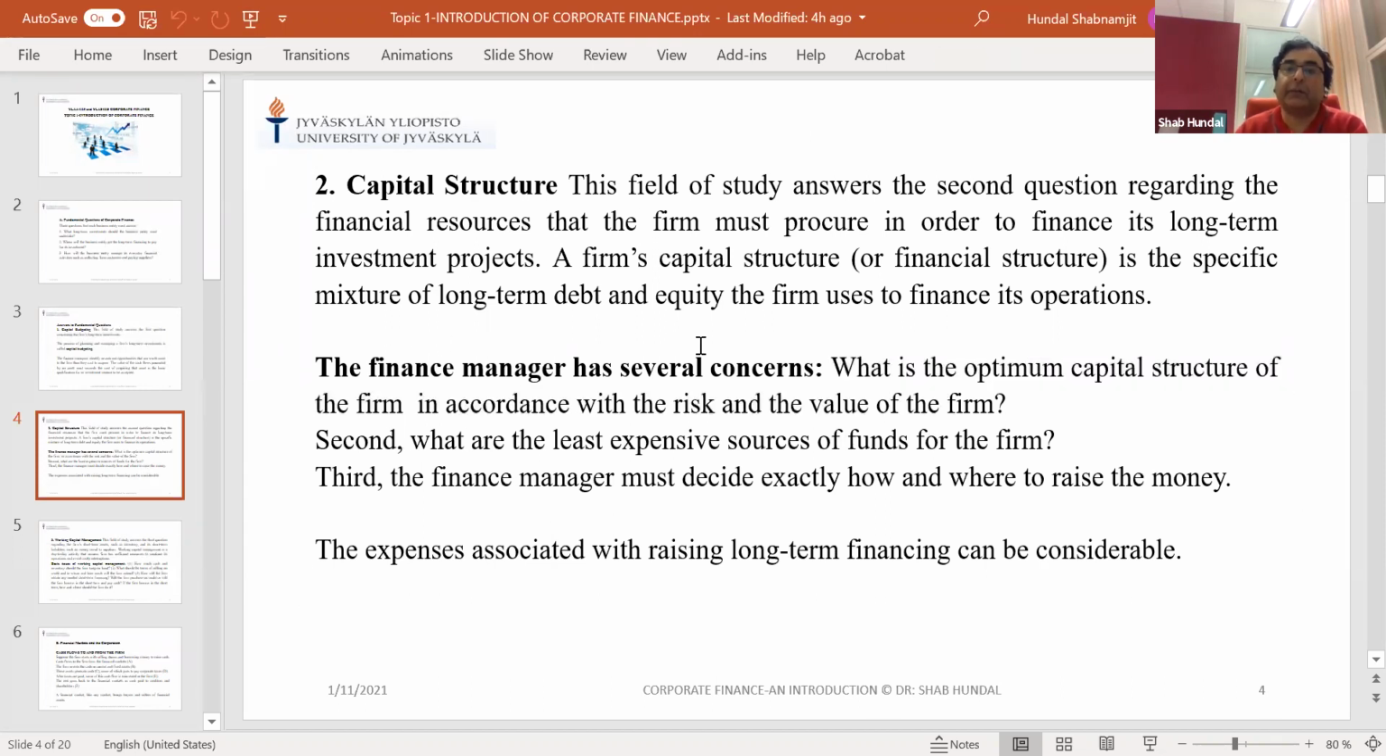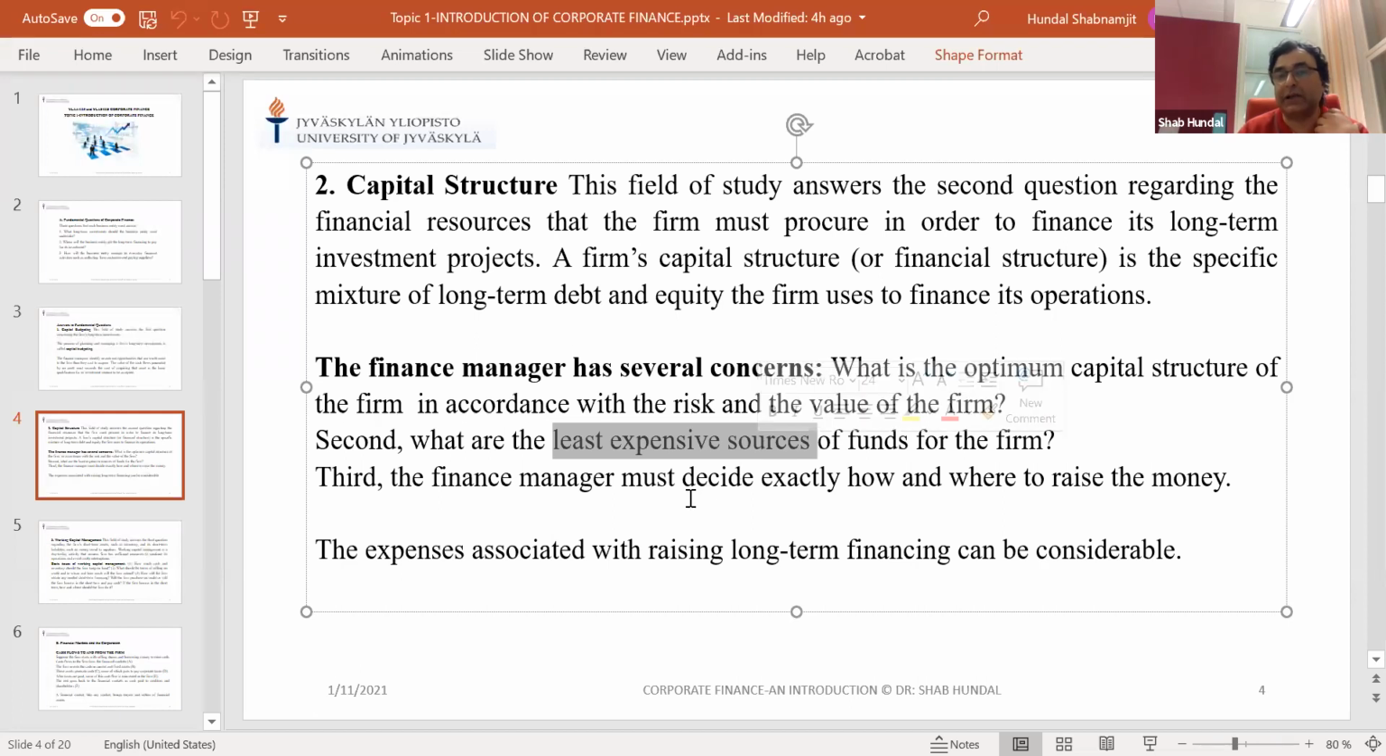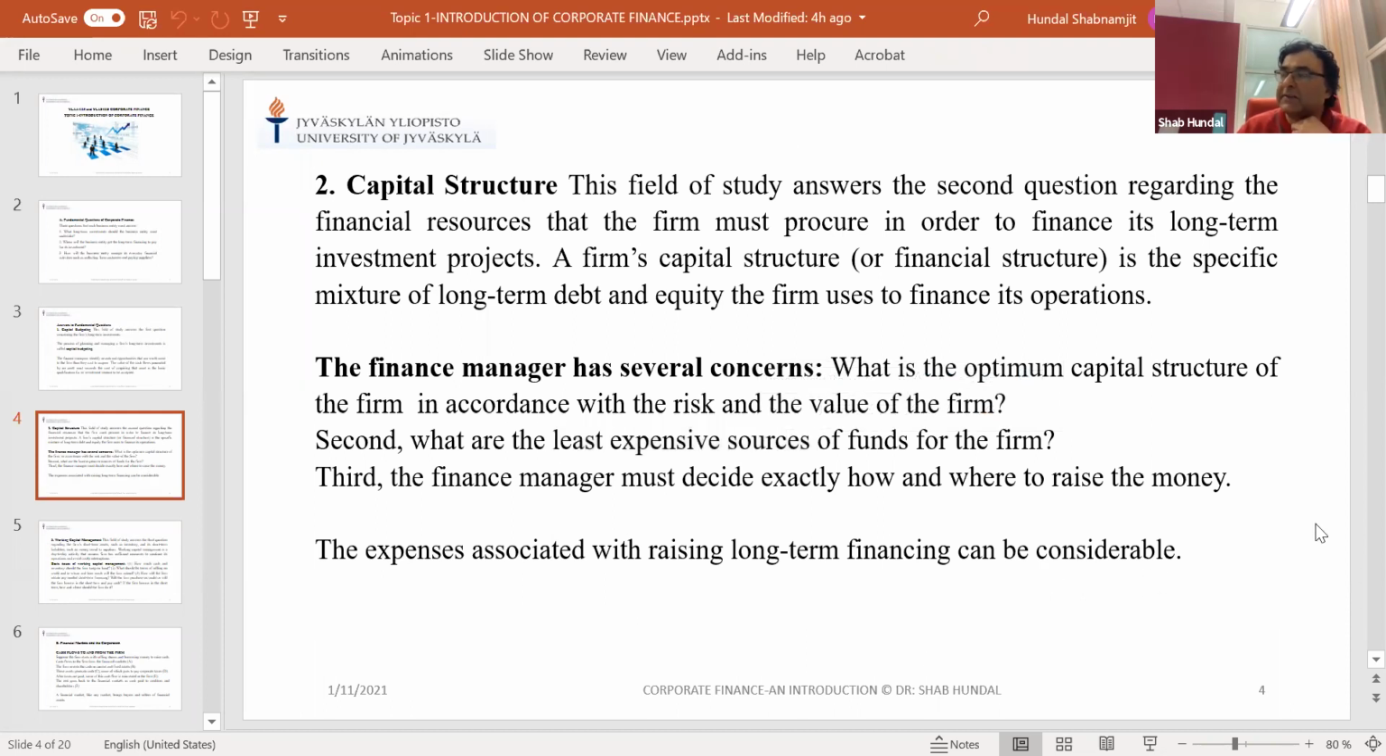And the second point about the capital structure is that you always look for that combination of debt, equity and hybrid sources which has the least cost. So you always look for the minimum weighted average cost of capital. And in this course, we shall spend considerable time on the calculation of weighted average cost of capital.